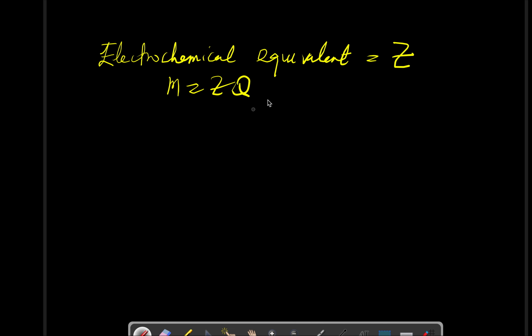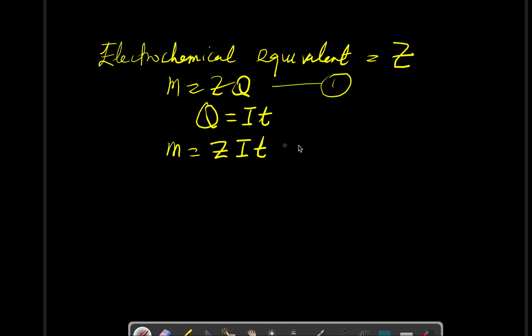But I want to still develop this particular formula. Remember, from current electricity in physics, you are told that Q is equal to current times time. So that means in place of this Q, we can replace it with this one. You probably must have also seen this formula, ZIT, in this topic called electrolysis. If you've come across this formula, this is how it came about.